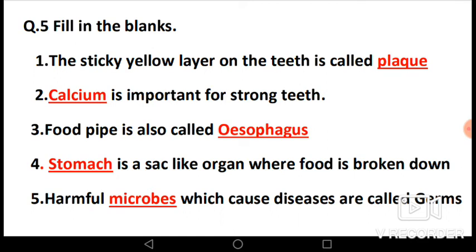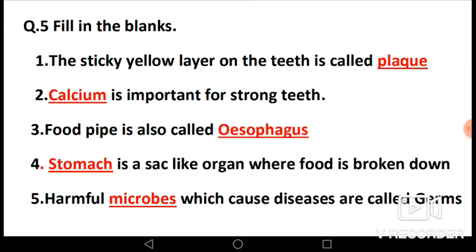Now third, food pipe is also called dash. In the digestive system, after food is broken down in the mouth, it passes from the mouth through a long tube which is the food pipe and is called esophagus. Now fourth is dash is a sac-like organ where food is broken down. The answer is stomach. Stomach also plays an important role in the digestion of food.